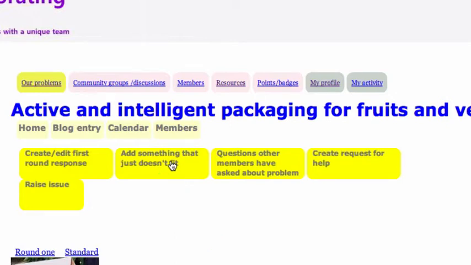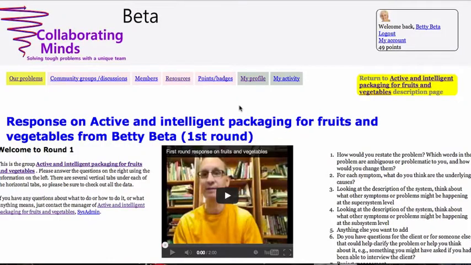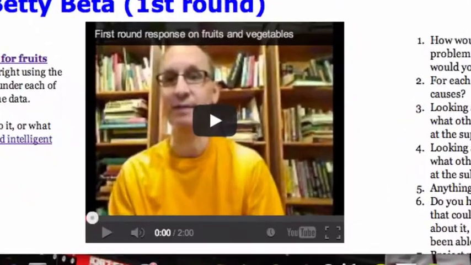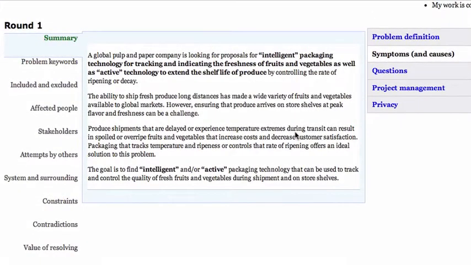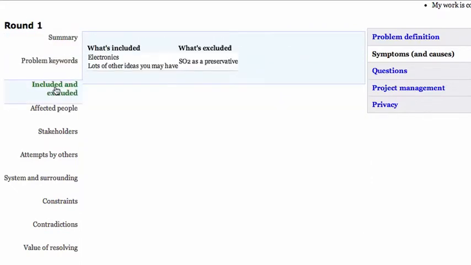If you take the route of doing a round 1 response, you get to a page like this. In the middle of the top, we will have a video of the client or problem owner describing the problem. Below, on the left, are the facts about the problem, which we have collected in a structured way. We have completed an initial version of, quote, what you'd like to have at the beginning of a problem, unquote, and that's what we try to collect.